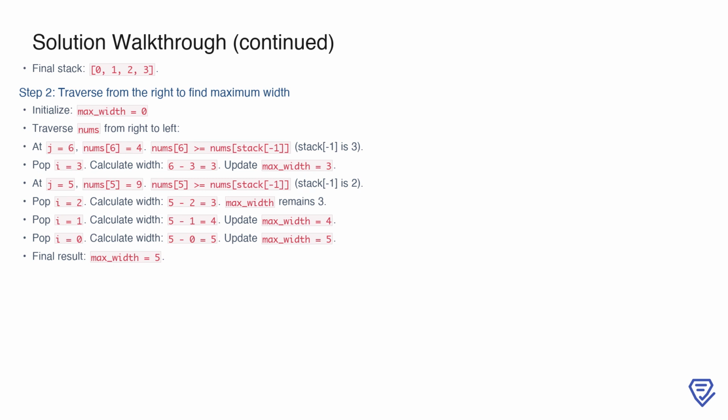At index 5, the value is 9, which is also greater than or equal to the top of the stack. We pop index 2, calculate the width as 5 minus 2 is equal to 3, but max_width remains 3. We continue popping indices 1 and 0, calculating widths of 4 and 5, respectively, and update max_width to 5. The final result for this example is a maximum width ramp of 5.